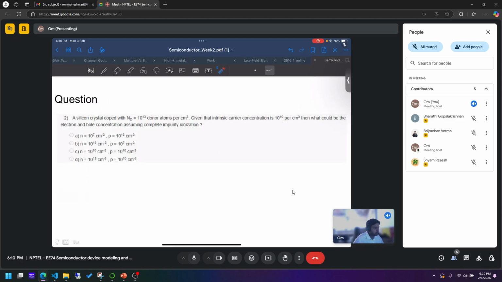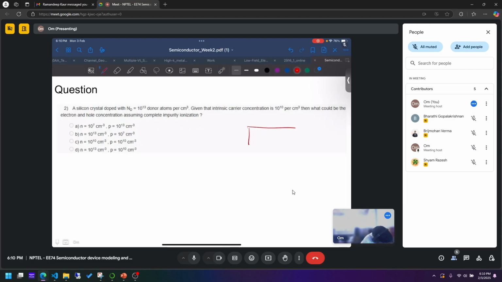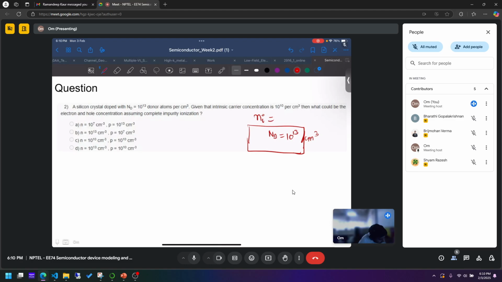Okay, so let's see how to solve this one. We have a silicon crystal. It is doped with donors, Nd equal to 10 to the power 13 per centimeter cube. The intrinsic carrier concentration Ni is 10 to the power 10 per centimeter cube. Ni is basically the number of electrons or holes that are generated without any doping, due to just thermal recombination and generation. Nd are the externally doped atoms that generate electrons.